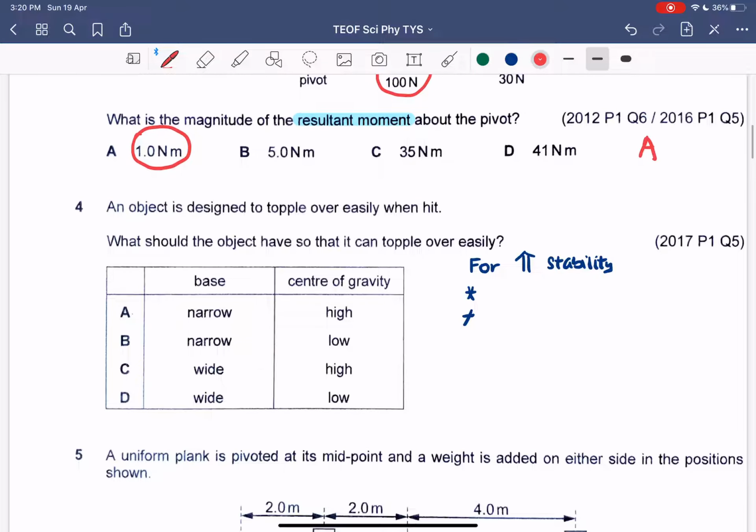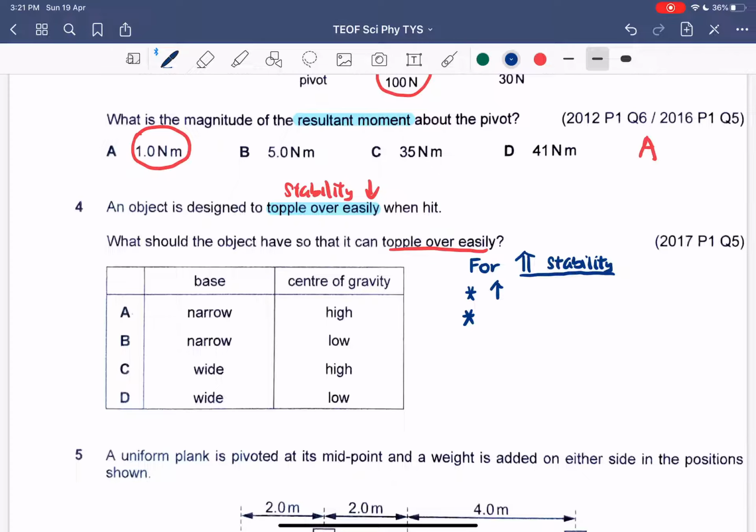Now next, an object is designed to topple easily when hit. So it topples over easily. This tells you that stability is low. Now what should the object have so that it can topple over easily? So this is a strange object. Usually we want objects to be stable, right? So let's first talk about stability. How can we increase stability? Well, it's always the same.